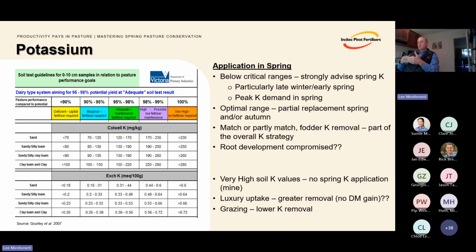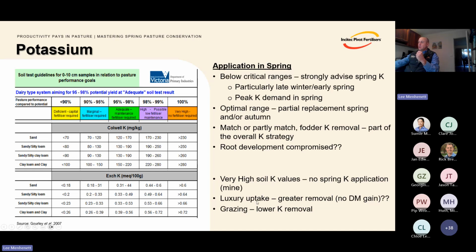And if our root system has been compromised from the tough winter and late autumn break that we've had, maybe we need to think about keeping enough K in that surface area to make sure that we're getting enough supply of K, because the root system has been compromised. So smaller amounts more often, a couple of applications might be warranted. If we're really high again, no spring applications, we want to mine it.